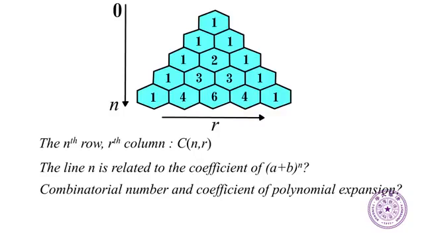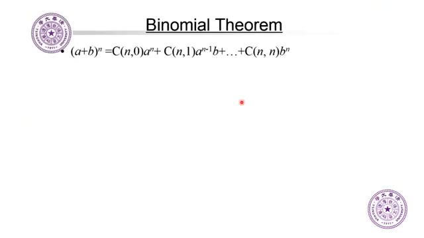So next, let's take a look at the binomial theorem. According to the binomial theorem, (a plus b) to the nth power is equal to C(n,0) times a to the nth power, plus C(n,1) times a to the n minus 1 times b, and so on. So the coefficients are actually combination numbers.